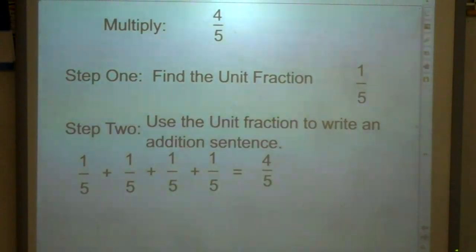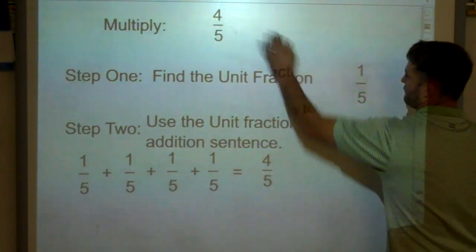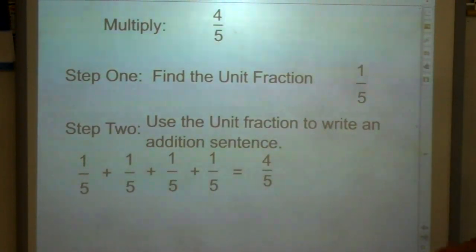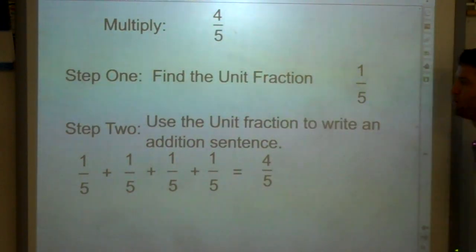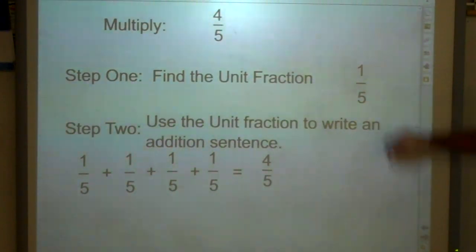So today our objective is to multiply, and we're going to come up with the fraction 4/5. We have several steps that we're going to go through to multiply 4/5. The first step is find the unit fraction. We know our denominator is a 5. And the unit fraction with the 5 in the denominator would be 1/5. So that is our unit fraction.